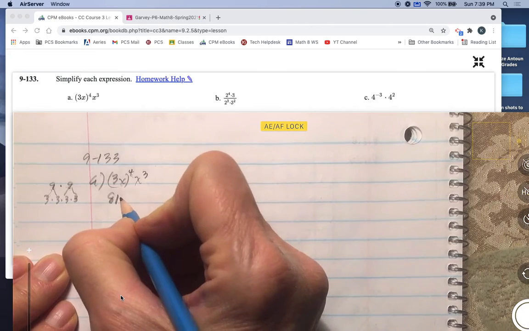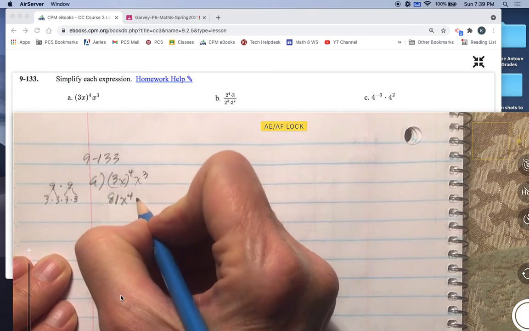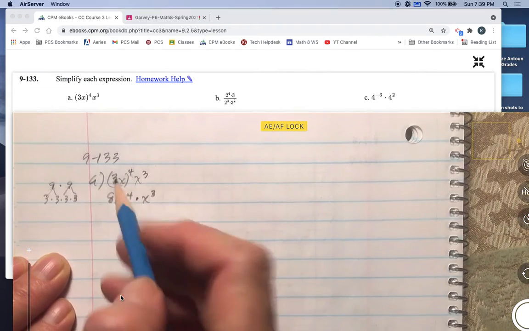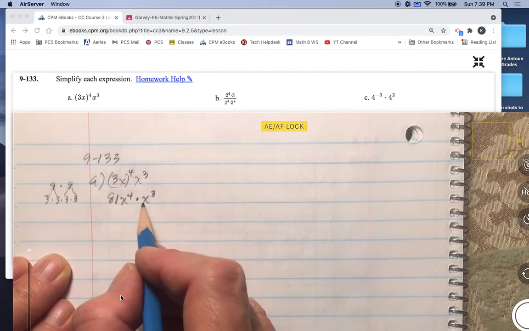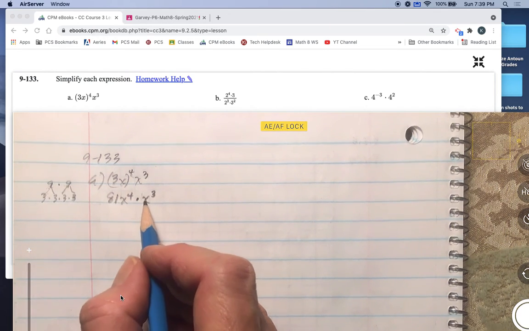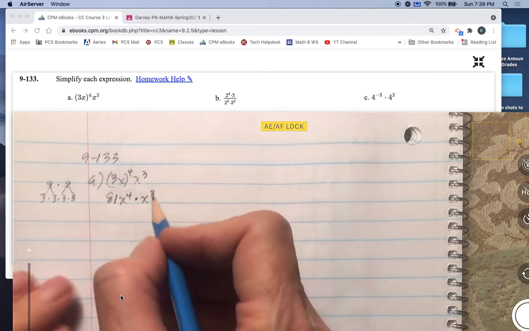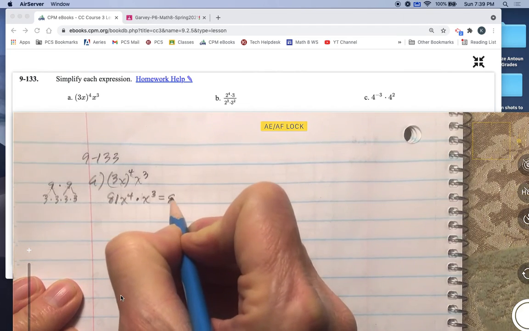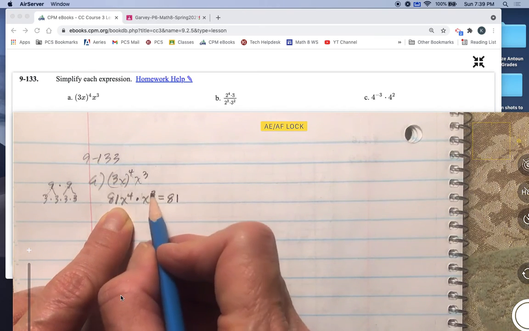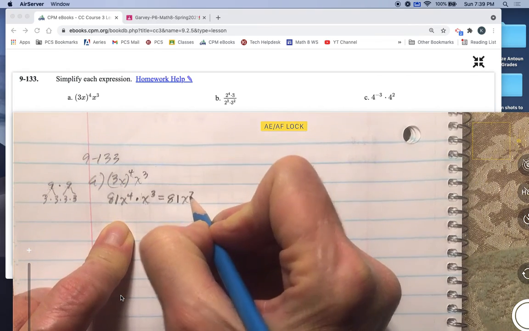And then we have x to the fourth power. Now we can take away the parentheses, and I'll just multiply it times x to the third. If we're multiplying 81, the coefficient of x to the third power is just 1, the invisible 1. So 1 times 81 is equal to just 81. And then with these two bases of x, we add the powers. So that'll be 4 plus 3, x to the seventh power.